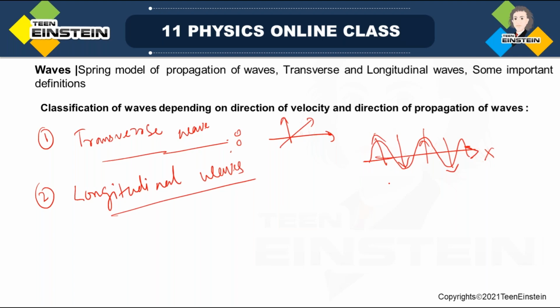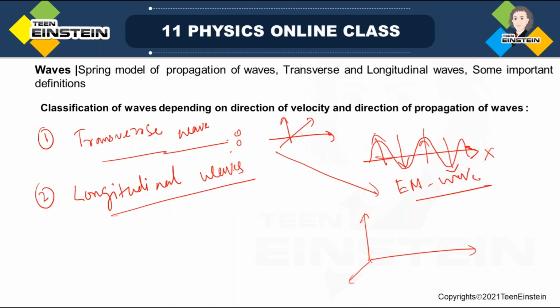An example is the electromagnetic wave, which is a transverse wave, an EM wave. Electromagnetic wave is an example of a transverse wave. That means, in an electromagnetic wave, what happens? Generally, the wave propagates in this way.